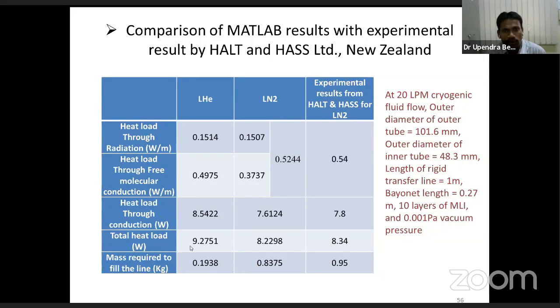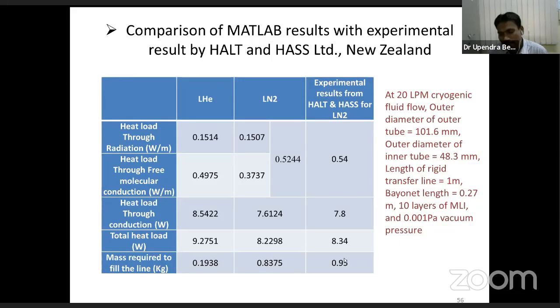So because of that, for all other data, like the heat load through conduction for liquid nitrogen, since for liquid helium we don't have published data available, we are comparing with the liquid nitrogen flow published data. The heat load through conduction is 7.6 watt in total for 1 meter length, and 7.8 in the published data. So it is nearly matching. The total heat load for our case is 8.23, and it is around 8.34 in published data, and the mass required for the feed line is 0.875 kg, whereas the published data is 0.95 kg.